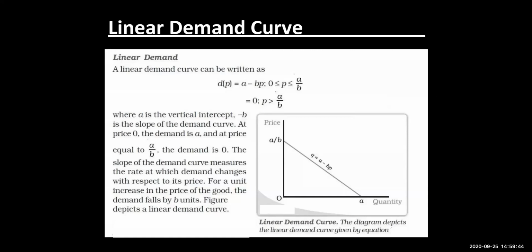So we can see linear demand curve, which is downward sloping, and linear demand curve can be written as follows. We can see in the diagram where A is the vertical intercept and minus B is the slope of demand curve. Now, over here at the price 0, the demand is A, and at price equal to A upon B, the demand is 0.